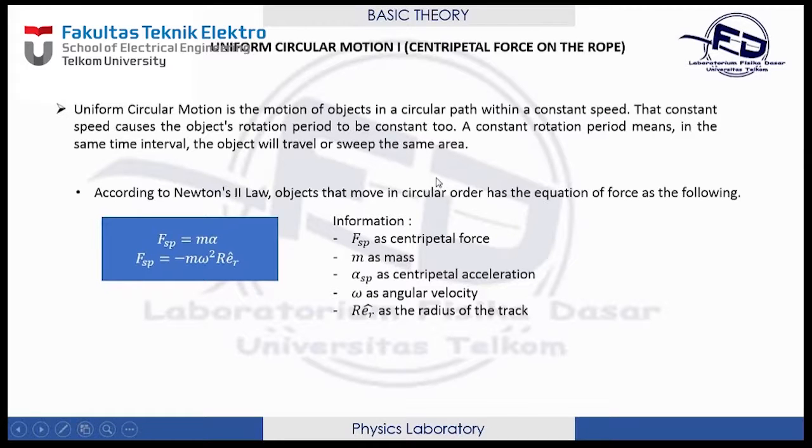According to Newton's second law, objects that move in a circular order has the equation of force as follows. So it's the popular Newton's second law, right? Force equals m times a, mass times acceleration. Downward, we derive the formula to become F_c, which means centripetal force equals negative mass times omega squared times radius.